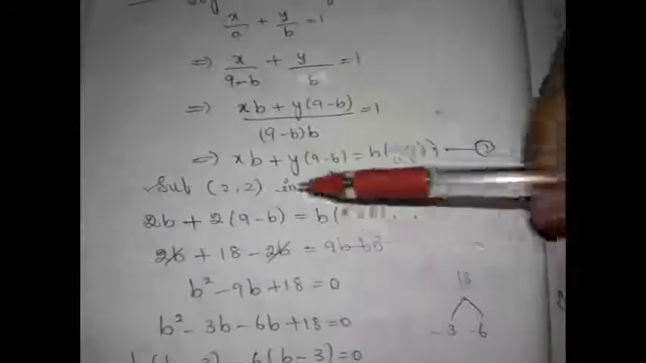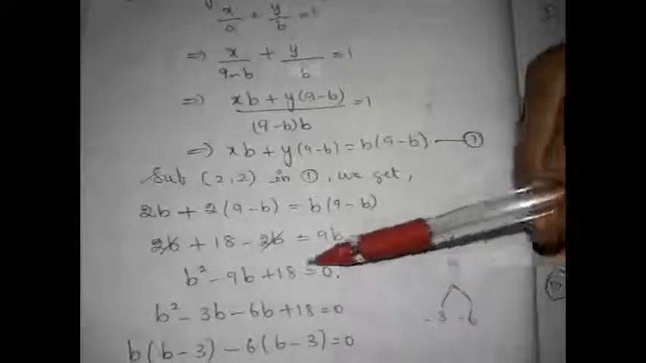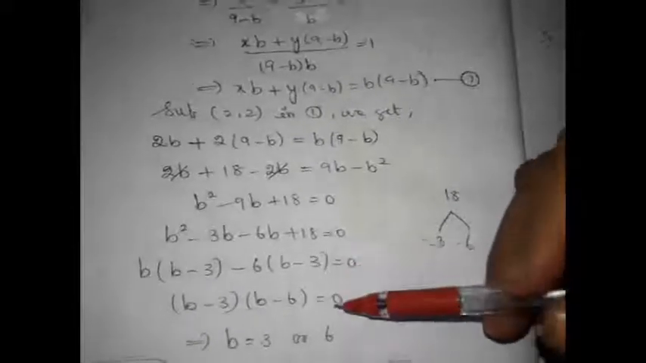After substituting, multiply, and simplify, we got a quadratic equation in B. Split the middle term and find the value of B. So we got two values, 3 or 6. Once we got the B value, we can very well find our A value by substituting in this, right? So if B equals 3, A will be 9 minus 3, which is 6. If B is 6, A is 3. So we got two A, B values. So accordingly we will get two equations, right?